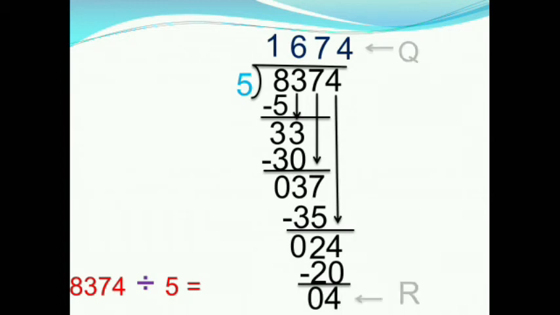Now we got quotient as 1674 and 4 is the remainder. Therefore, 8374 divided by 5 equals 1674.